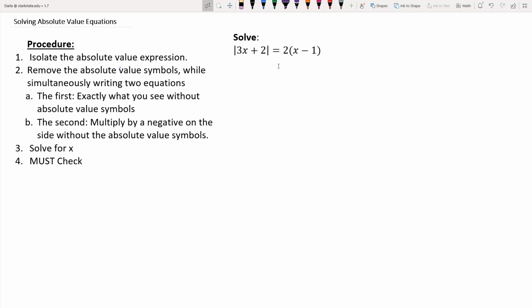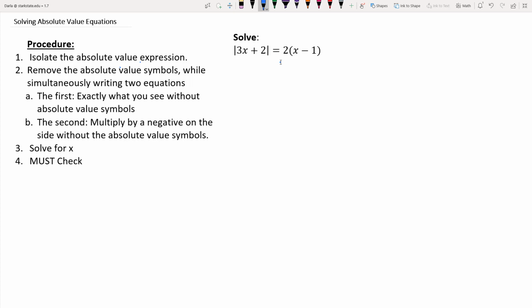The focus of this lesson is on solving an absolute value equation using the procedure we have outlined here. So the first step is we would have to isolate the absolute value expression. So if there are any operations outside of the absolute value expression going on the same side of the equation, then we'd have to remove those by undoing them.